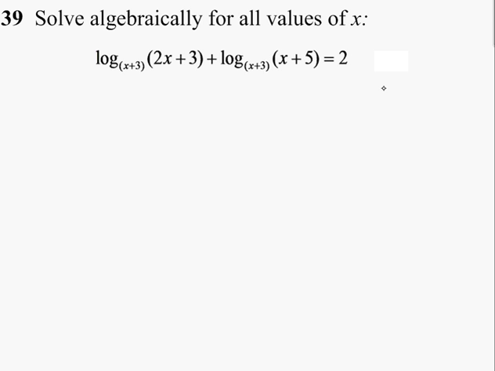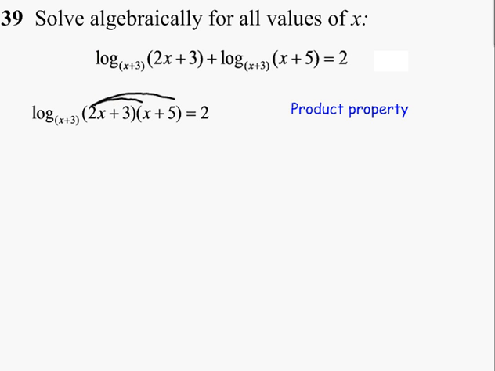All right, so first we're going to use the product property to join these two logarithms here. So when we use the product property, this is what we get. Now we're going to multiply this out, 2x plus 3 times x plus 5. You're going to use FOIL, as we like to call it here in New York City, but you're basically multiplying that out. And when you multiply that out, it simplifies to log base x plus 3 of 2x squared plus 13x plus 15 equals 2.